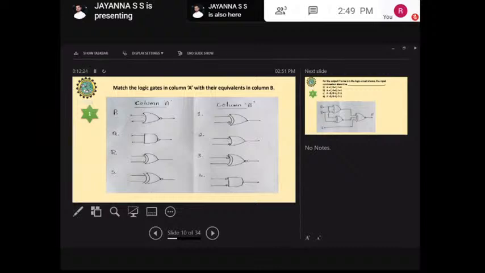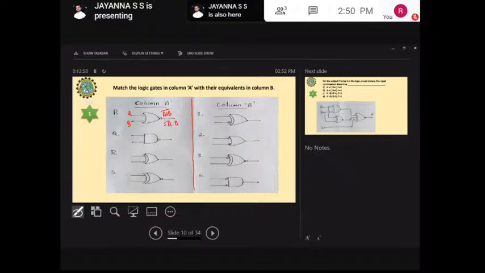So first, this is my column A, and I need to match it with column B. For consideration, I'm going to take some inputs. A and B will be the inputs to the first gate. As you know, it is a NOR gate, so you are going to get (A plus B) whole bar. You can write this as A bar dot B bar.